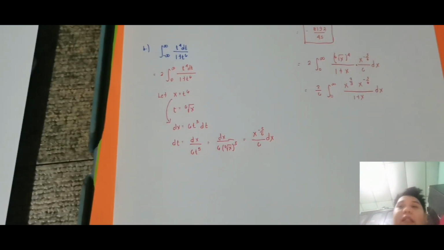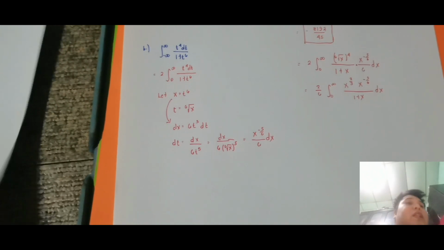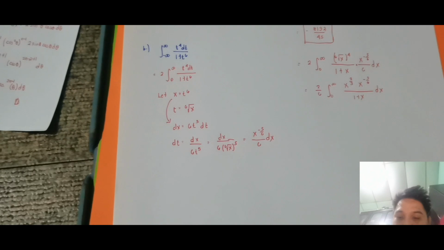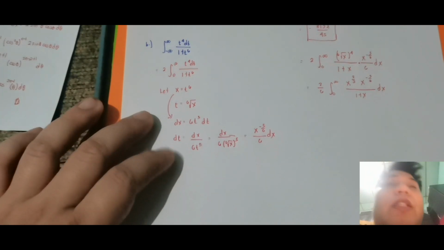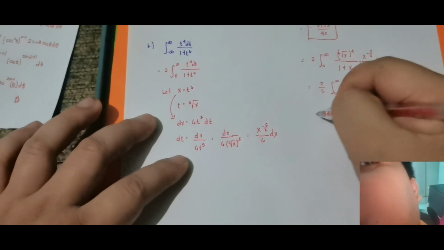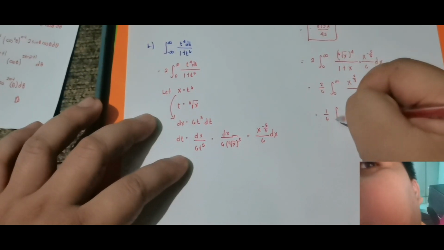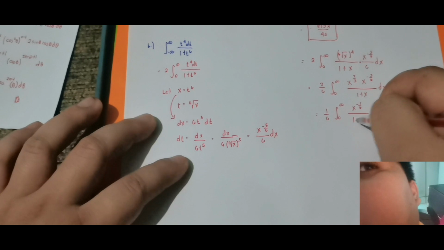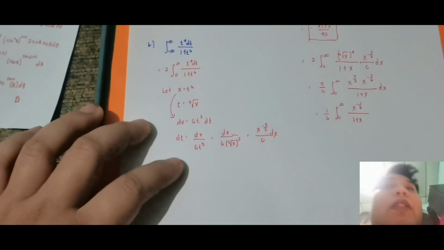Okay, so yun isa sa problema natin. Kailangan kasi natin maging form na ganun. So add natin yung exponent sa taas. So we have 2 over 3 minus 5 over 6. That is negative 1 over 6. So check natin. So this is 1 over 3 integral from 0 up to infinity ng x raised to negative 1 over 6 over 1 plus x dx.